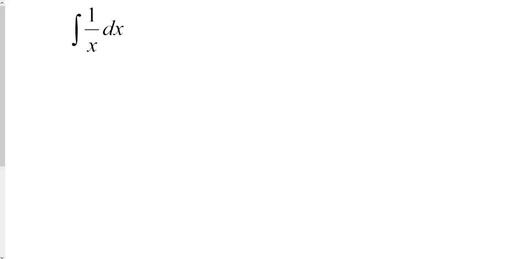Hey there, Calc student. I thought we might just do an integral today. Just messing around a little bit. I got an integral, y equals 1 over x type of thing. Just going to do an indefinite integral.